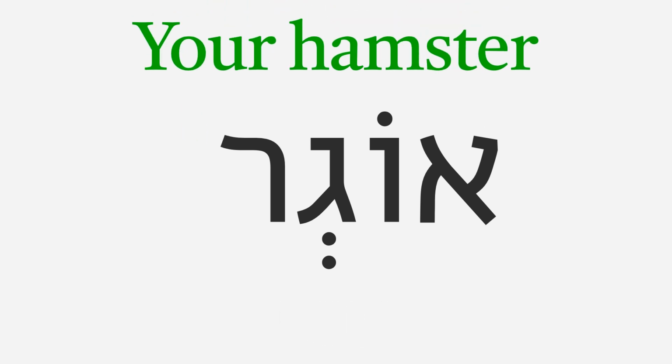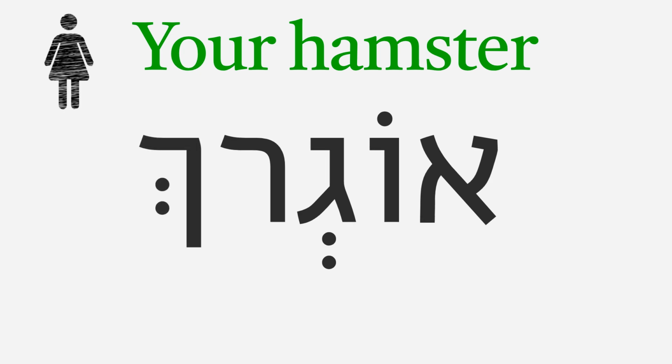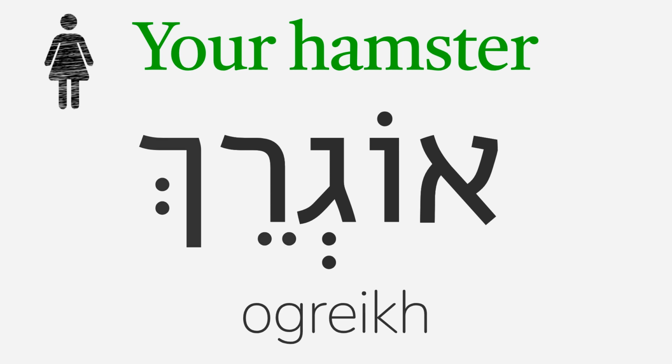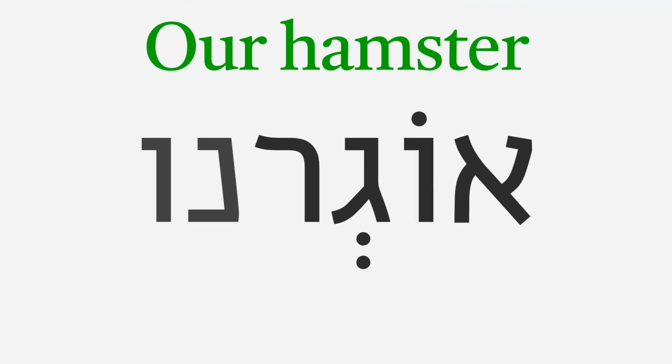So his hamster is ogro. To say your hamster, speaking to a woman, we use the feminine singular ech suffix, which we use with singular nouns like oger. With prepositions, this suffix can have either an a or e vowel before it, but when we use it as a suffix on a noun to mean your, the vowel is always e. So your hamster, feminine singular, is ogrech. The suffix nu, meaning our, also uses an a or e vowel with prepositions, but will always use e with nouns. So our hamster is ogrenu.